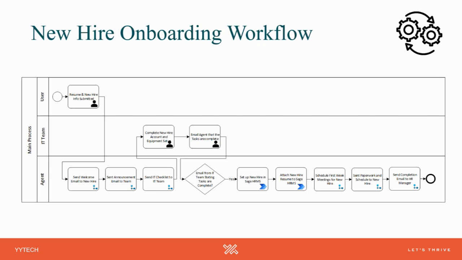This agent is built to receive a new hire resume from the user, send emails to the new hire, the team that they'll be joining, and the IT team. Once the IT team notifies the agent that the IT tasks have been completed, the agent then finishes the onboarding process by setting up the user in Sage HRMS, scheduling the new hire's first week meetings, sending the schedule and paperwork to the new hire, and finally letting the HR manager know the onboarding process is complete.